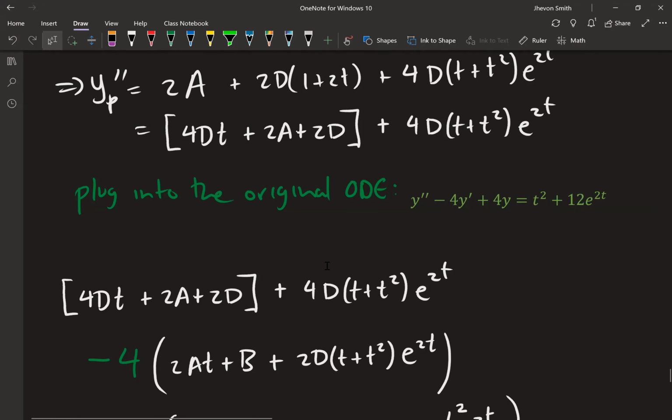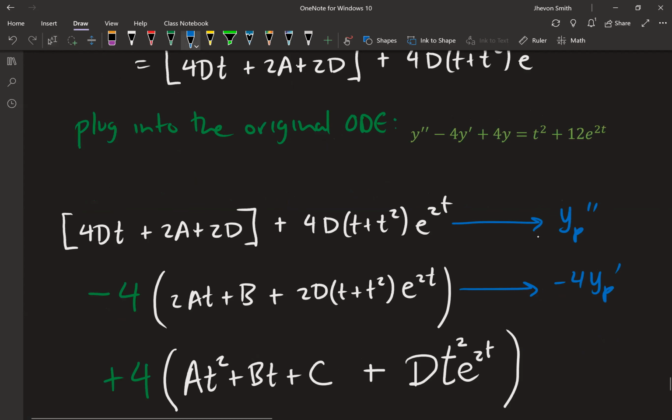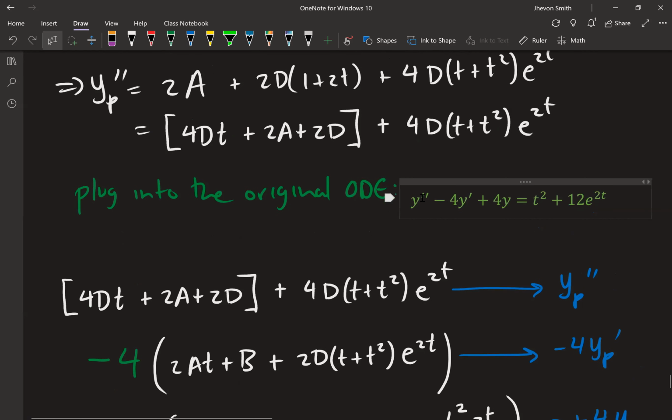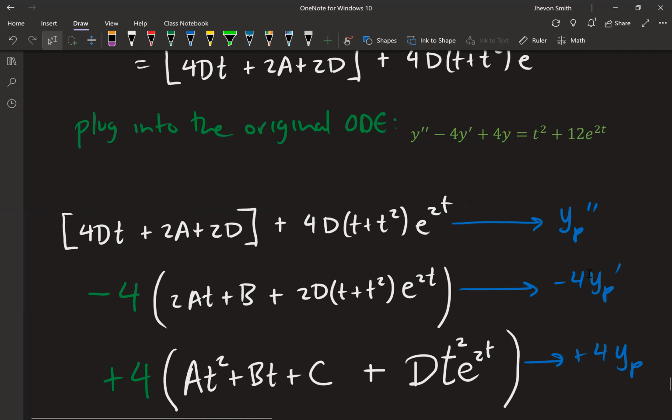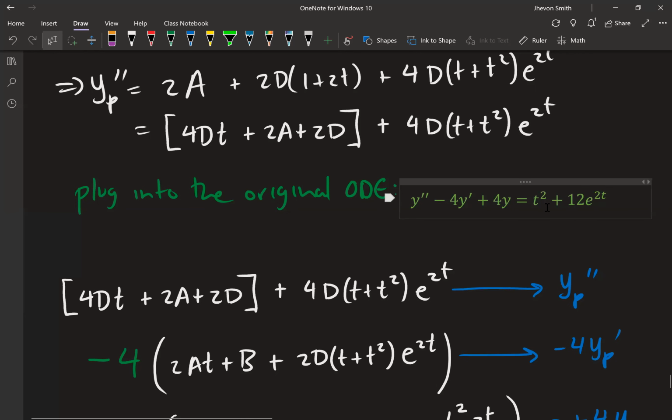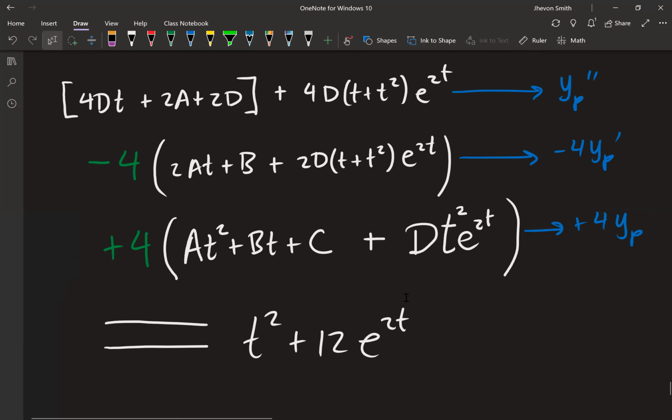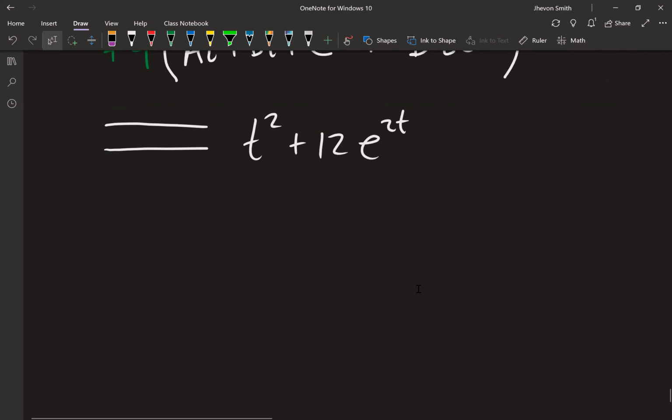Okay. So this guy here is the yp double prime. This guy here is minus 4yp prime. And this guy here is the plus 4yp. So that's my differential equation. The y double prime minus 4y prime plus 4y. So that's this guy. Plug that into the left side and set it equal to the right side. Now what I'm going to do is start to group things together.